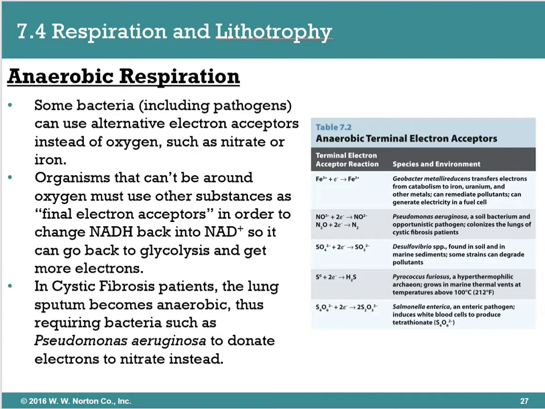Organisms that don't like being around oxygen have to have something to accept that final electron in order to finish their metabolism. A lot of times they will use different substances. Specifically, for example in cystic fibrosis patients, they produce a lot of sputum, and our lungs are then an anaerobic environment.